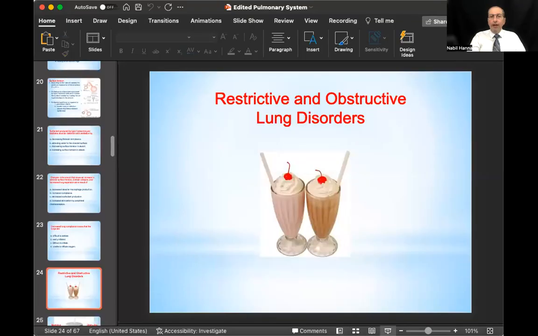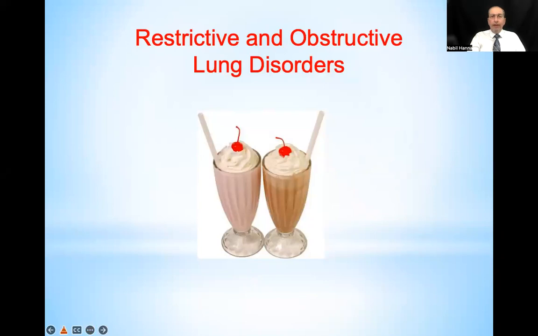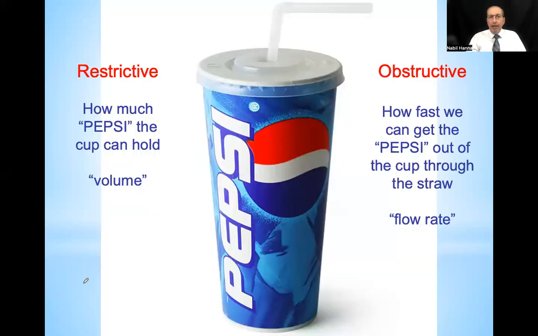In this segment, we're going to start talking about the two major categories of lung disorders, the restrictive and obstructive lung disorders. Actually, we can categorize almost all lung disorders into restrictive and obstructive. And an easy and nice way to understand the mechanisms and the differences between restrictive and obstructive lung disorders is to think of this cup of Pepsi with this straw coming out of it.